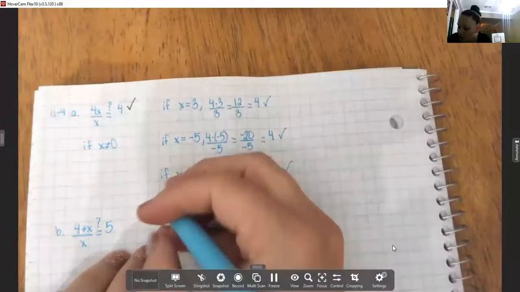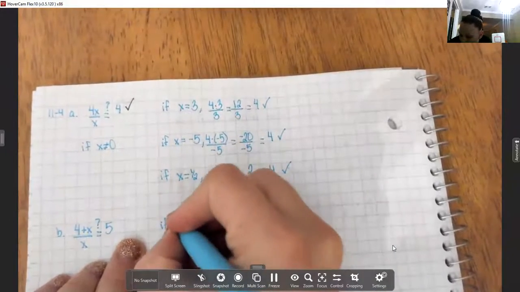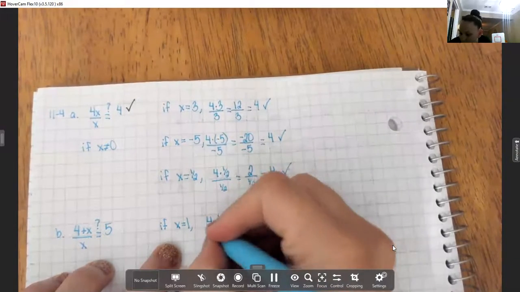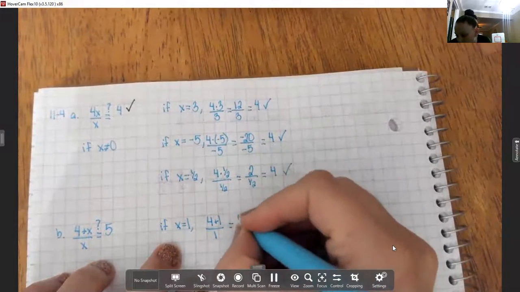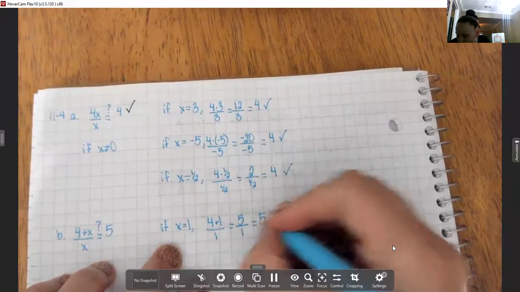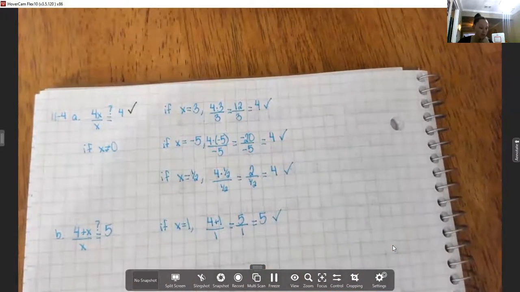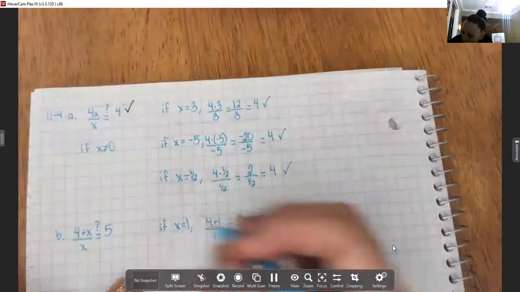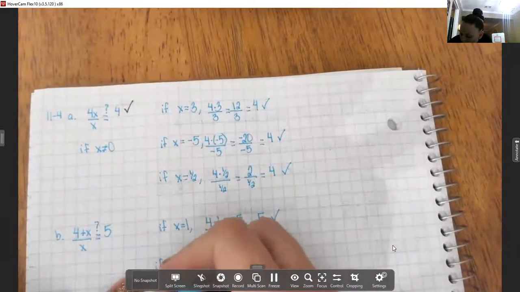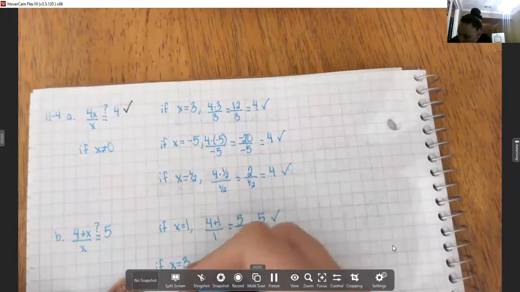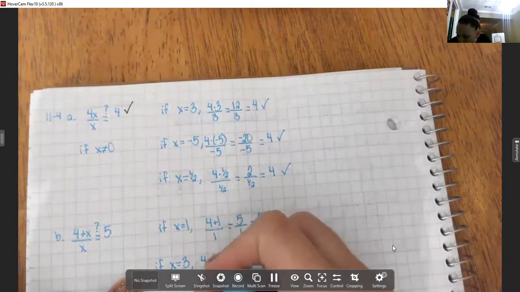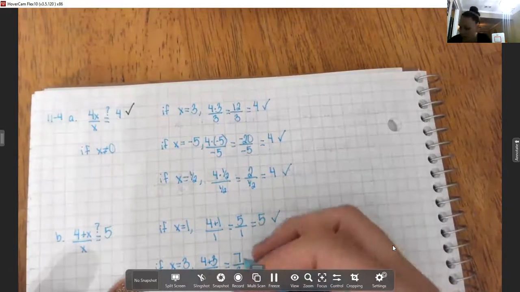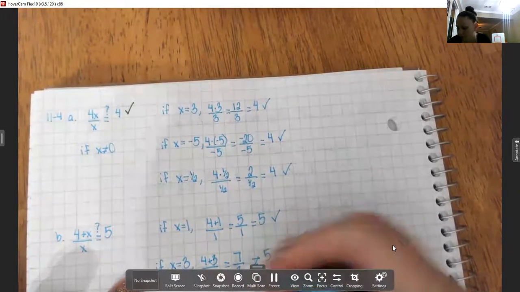All right, so let's just start with if x equals 1. So if x equals 1, we have 4 plus 1 divided by 1. So 5 divided by 1, which is 5. So yeah, it works when x is 1. Let's try 3 again. If x equals 3, we have 4 plus 3 divided by 3, which is 7 over 3, which doesn't equal 5.